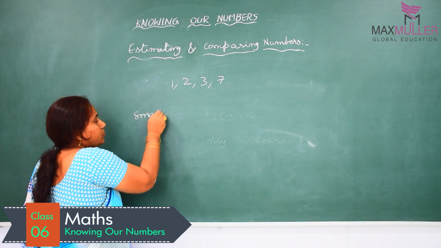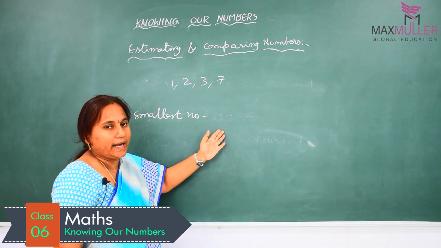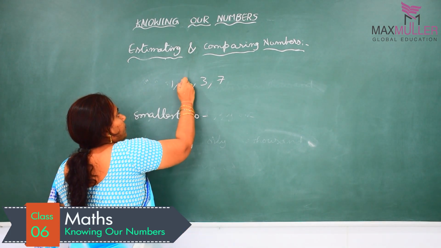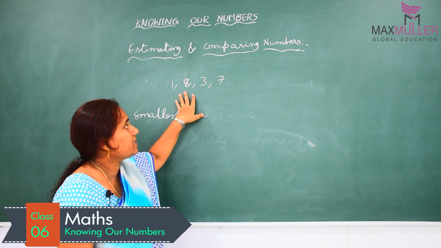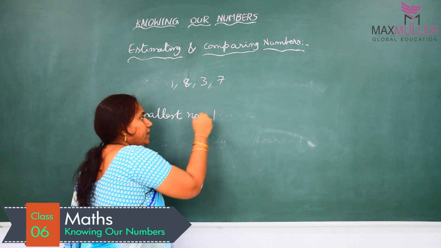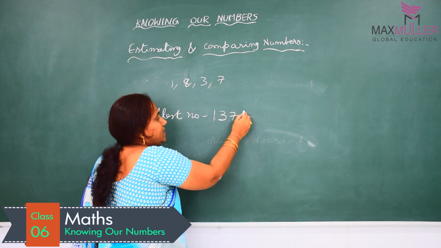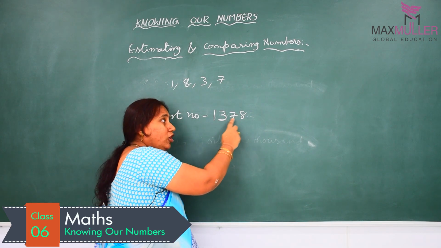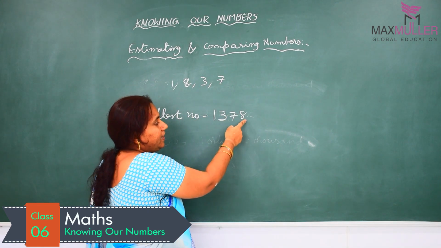Suppose they are asking you to write the smallest number. Smallest number means we have to arrange the numbers in ascending order. They gave you these 4 digits. Arrange them to make the smallest number. That means we have to arrange these digits in ascending order. Which is the smallest one among these 4 digits? Yes, very good. It is 1. The next digit is 3. The next one is 7. And the next one is 8. We are arranging all these digits in ascending order, that means small to big.